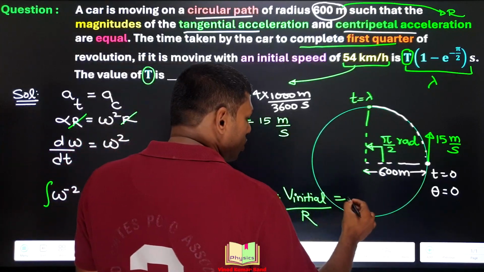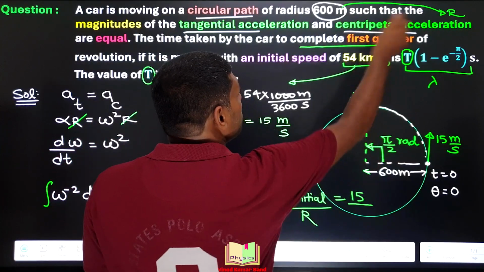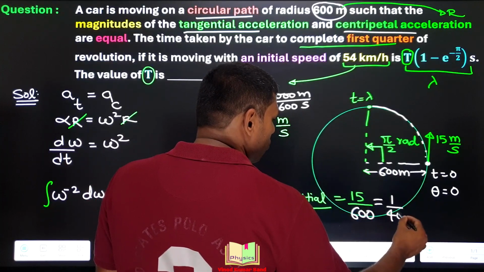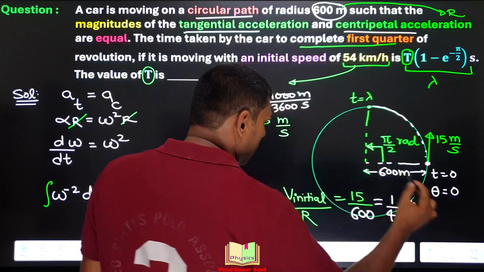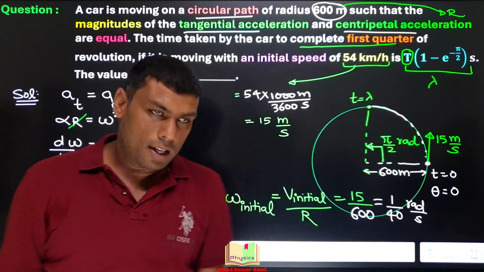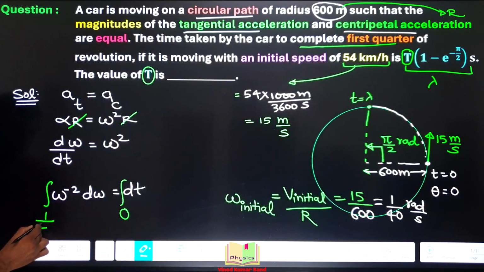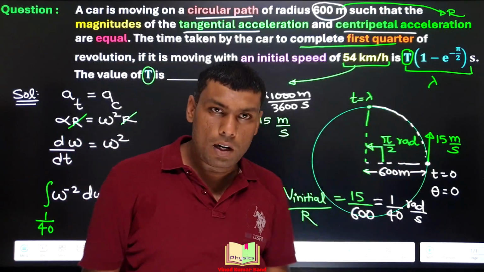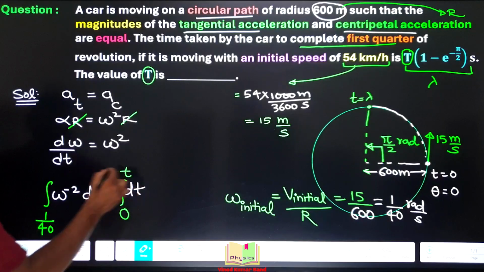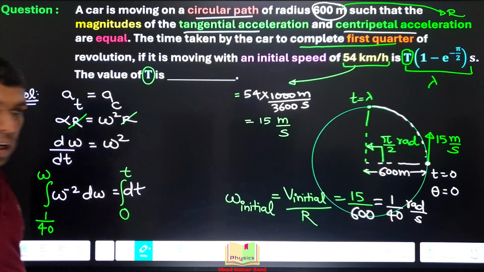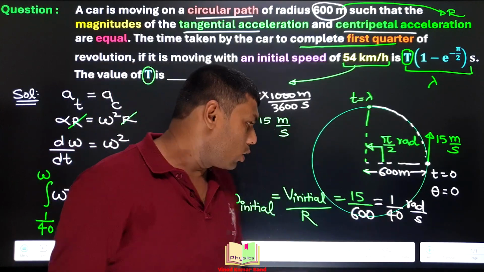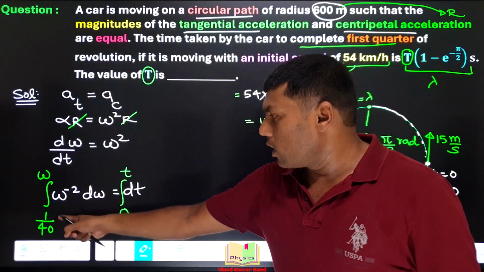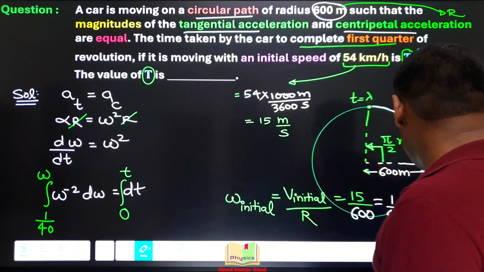It means the v initial is 15. R was given as 600 meter in the question. So 15 by 600 returns 1 by 40 radian per second. This is the omega initial. Put it here, 1 by 40. Let's say at some time t, its angular speed is omega. So the upper limit is t and the angular speed is omega. Now we are taking the calculation to the next page. Keep this expression in your mind.